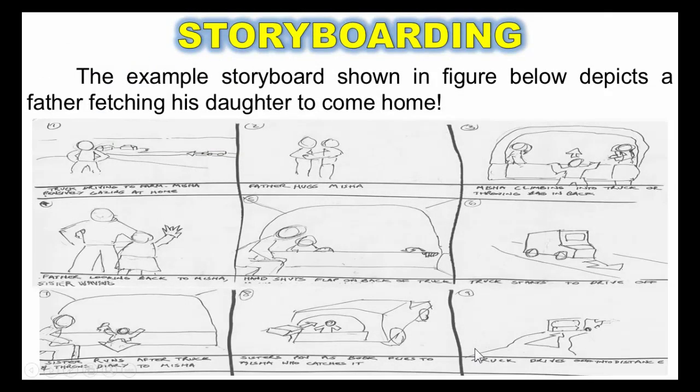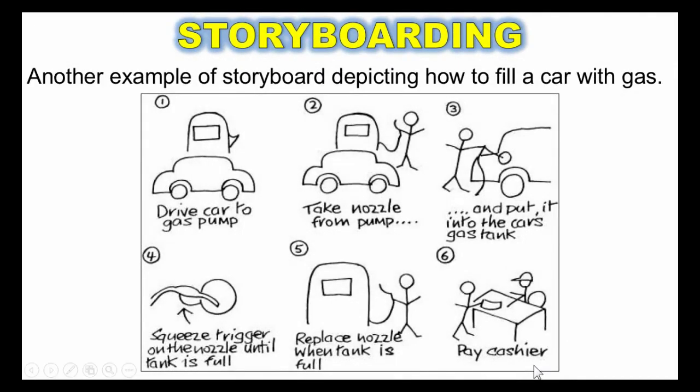The example storyboard shown in the figure below depicts a father fetching his daughter to come home. The drawings or sketches are simple, and labels or dialogues or scripts make the storyboard easy to convey a message, a story, or a scenario. Another example of a storyboard depicting how to fill a car with gas.